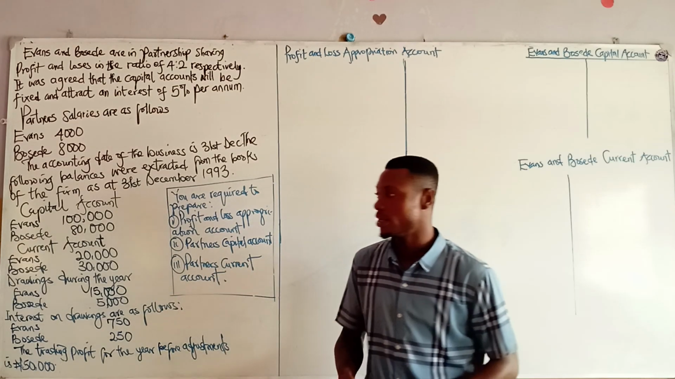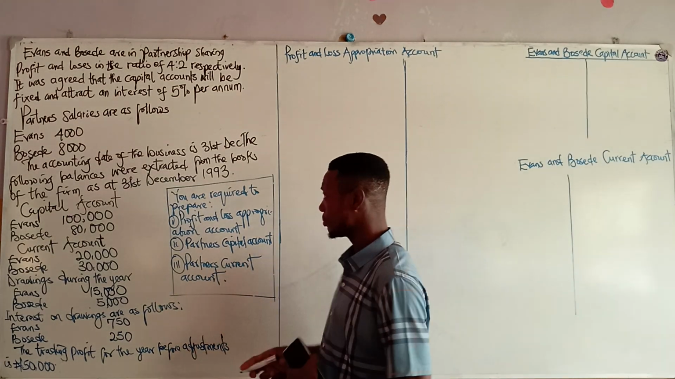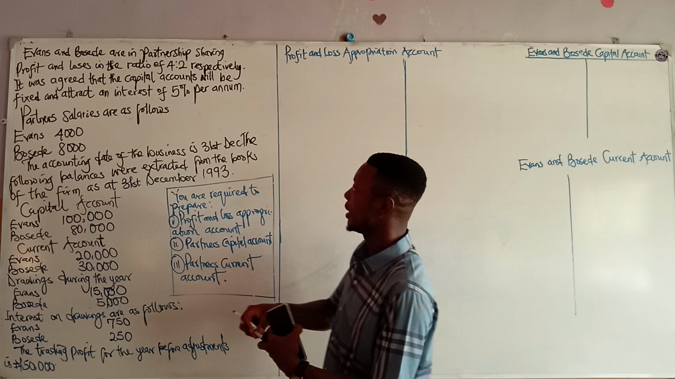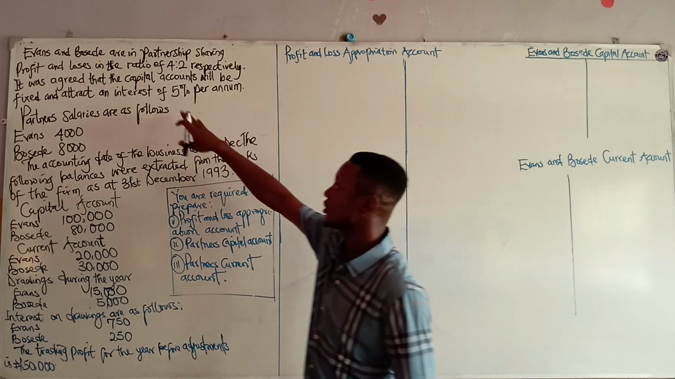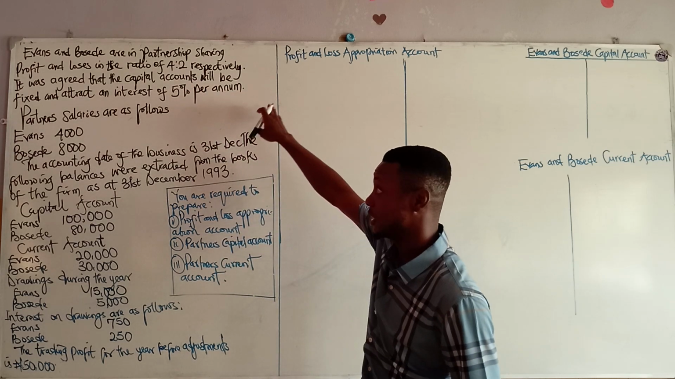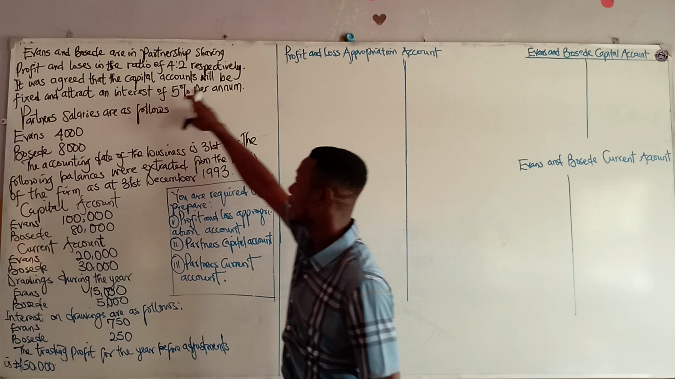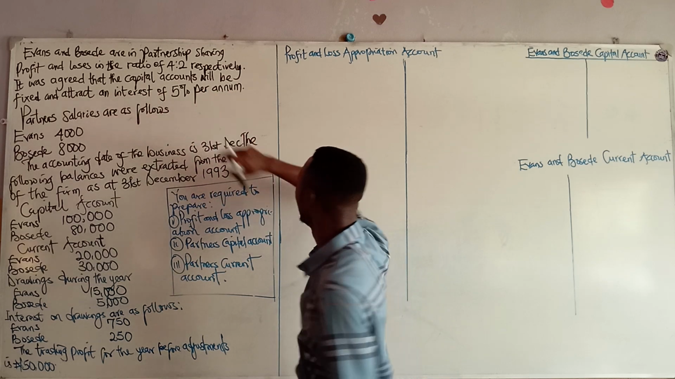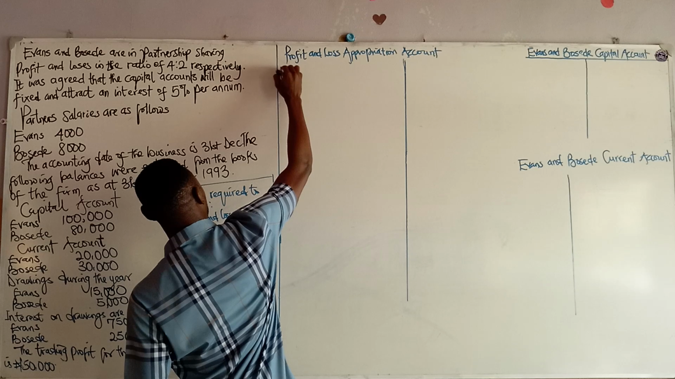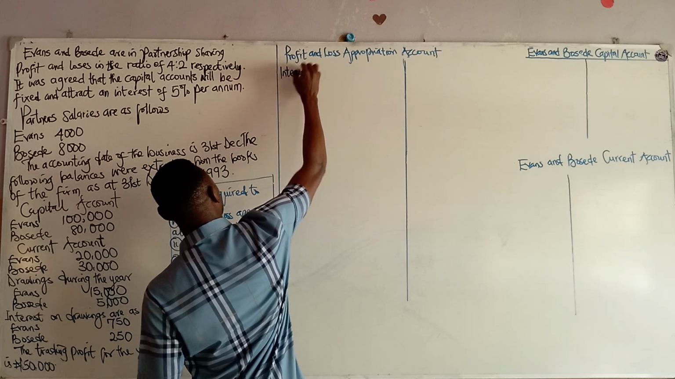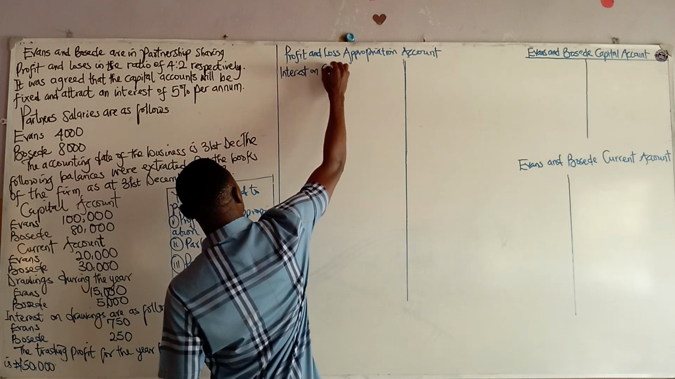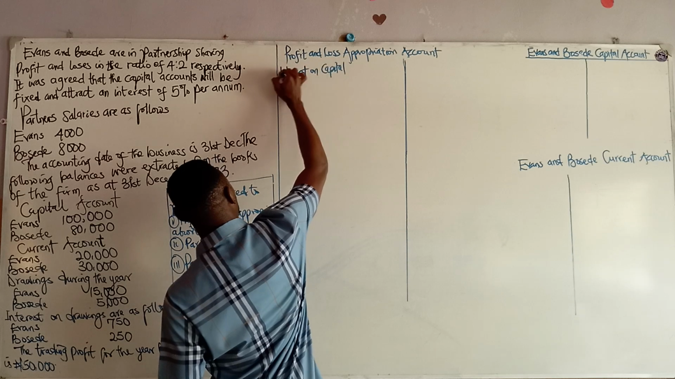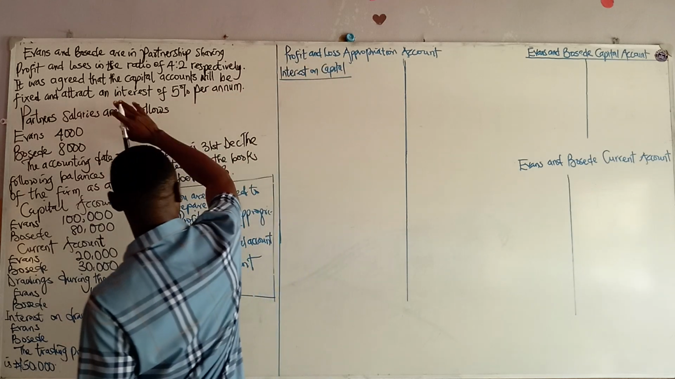So let's go straight into our posting. We said Evans and Boside are in partnership sharing profit and loss in the ratio 4:2 respectively. It was agreed that the capital accounts would be fixed and attract an interest of 5%. So we start with interest on capital. We will calculate the interest on capital for both partners.